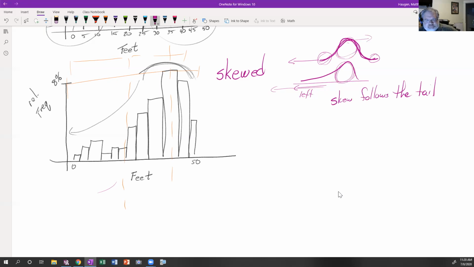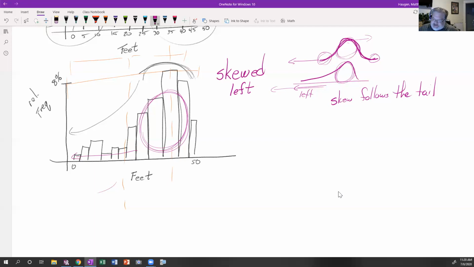Fair? So this, the middle of our data, most of our data is here. We do have data that's pulled off this way. So we are skewed here. You are absolutely right, skewed towards the left.